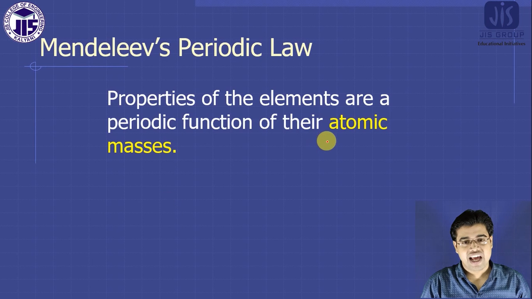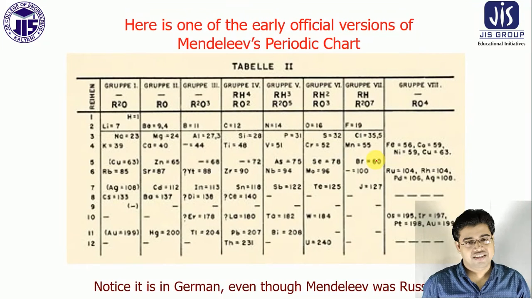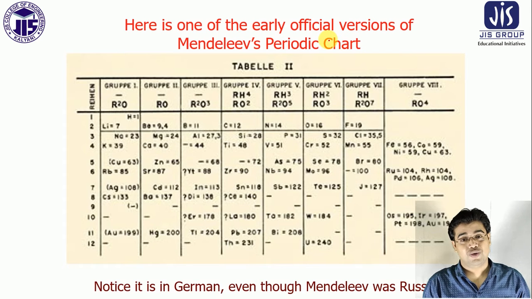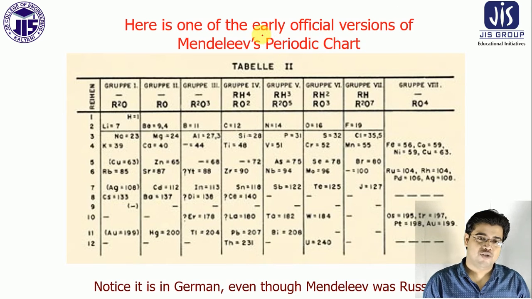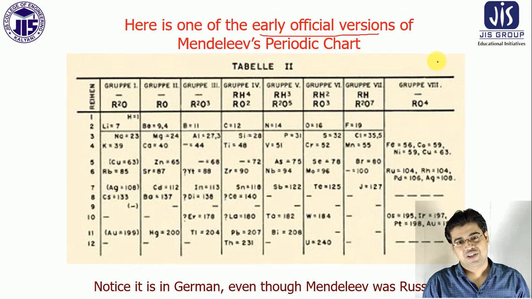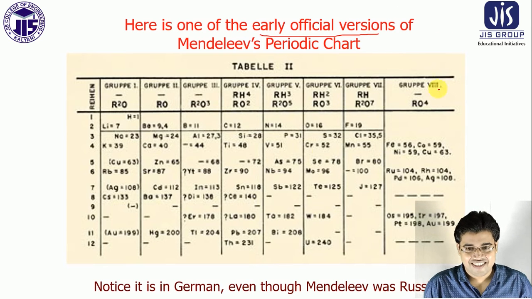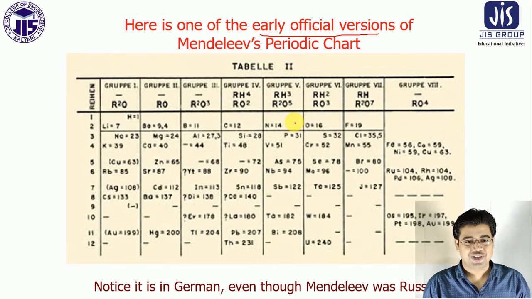Keep in mind that at that time, for making the periodic table, we had to depend on the atomic mass. According to the atomic mass, Mendeleev developed the periodic table, and this is most important: this is actually the first Mendeleev's periodic chart. The official version of the periodic chart looks almost like this picture.